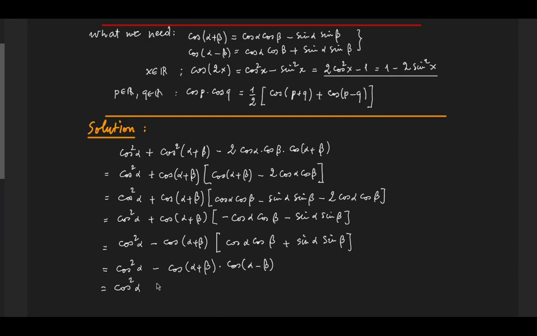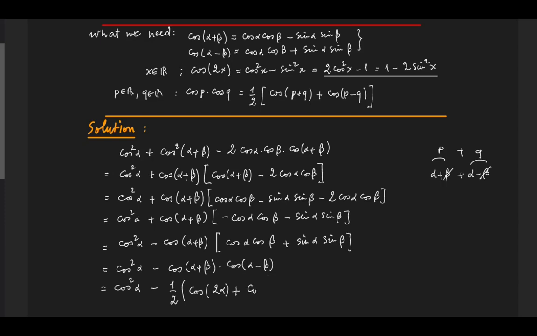So it's cos squared alpha minus, now p is alpha plus beta and q is alpha minus beta. So we have 1/2 times cos of p plus q, that's alpha plus beta plus alpha minus beta. Now minus beta plus beta will cancel out. Then p plus q is equal to 2 alpha.